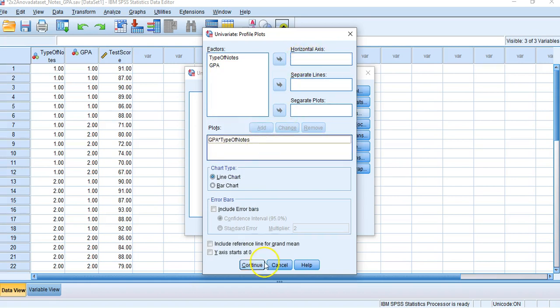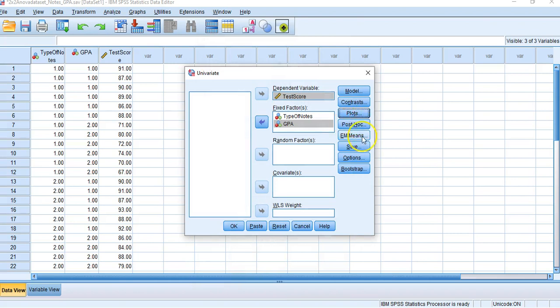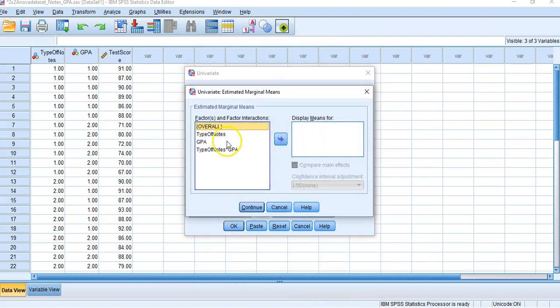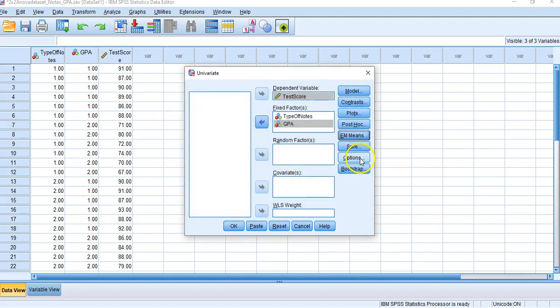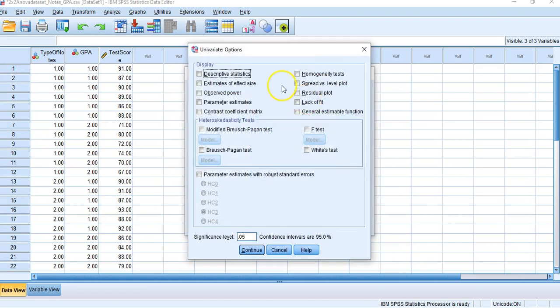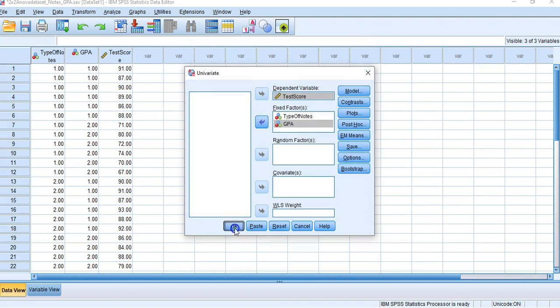And then add, continue. These are the estimated marginal means. I'm just going to bring everything over so we can look at that. I don't think we need, I'll put descriptive statistics anyway. And then hit OK.